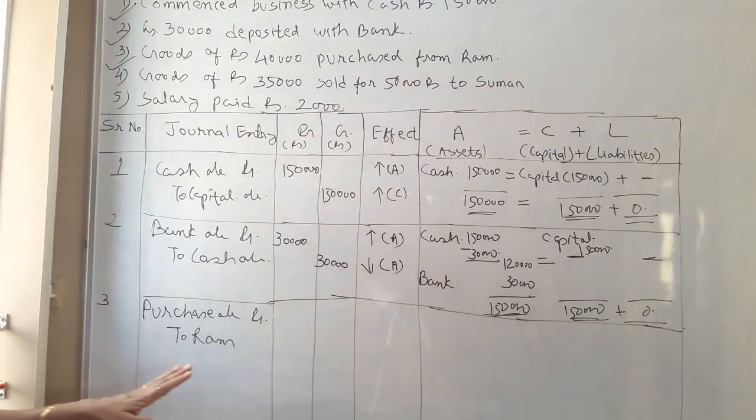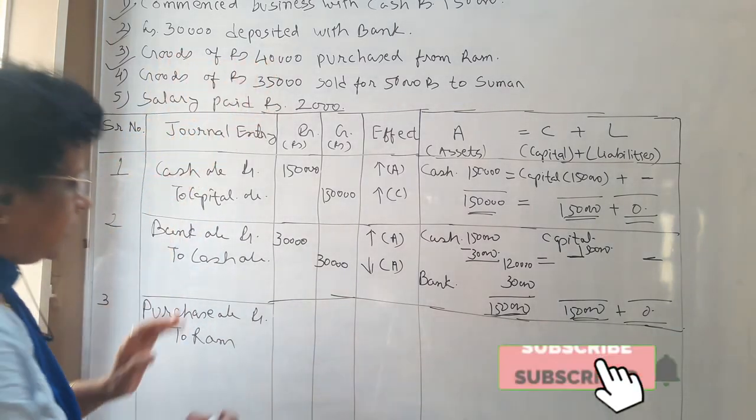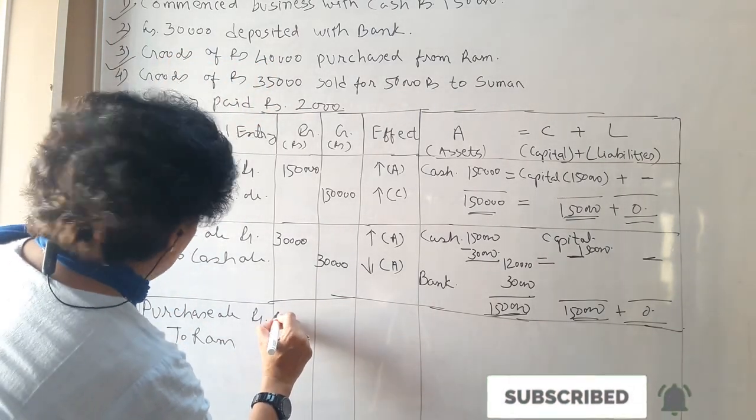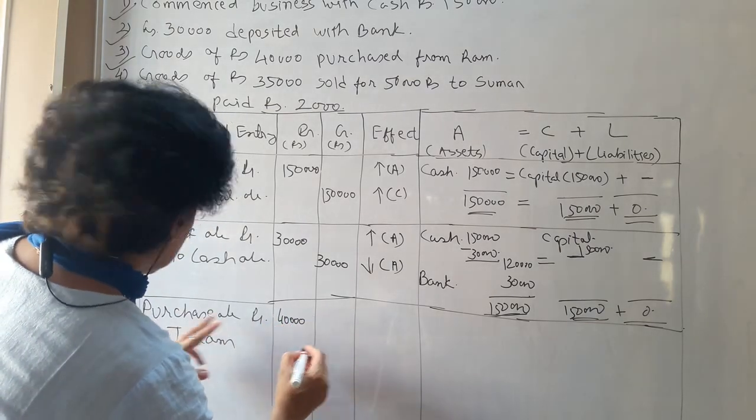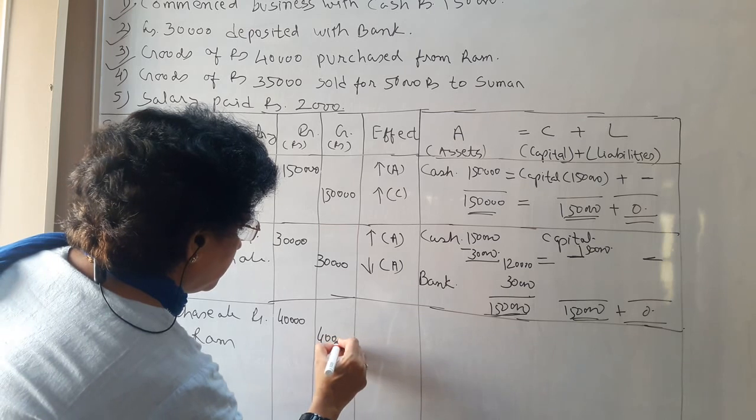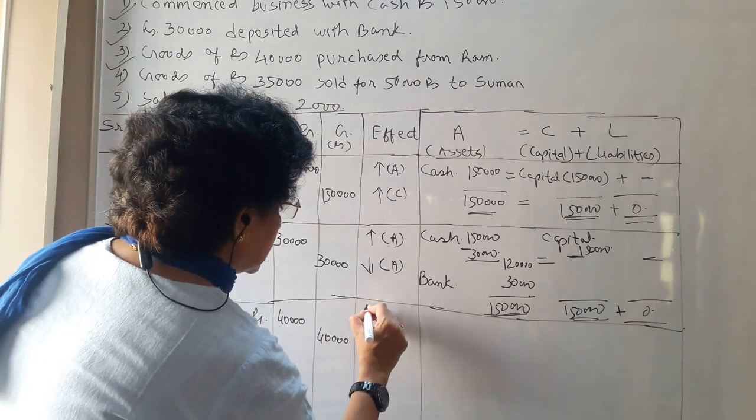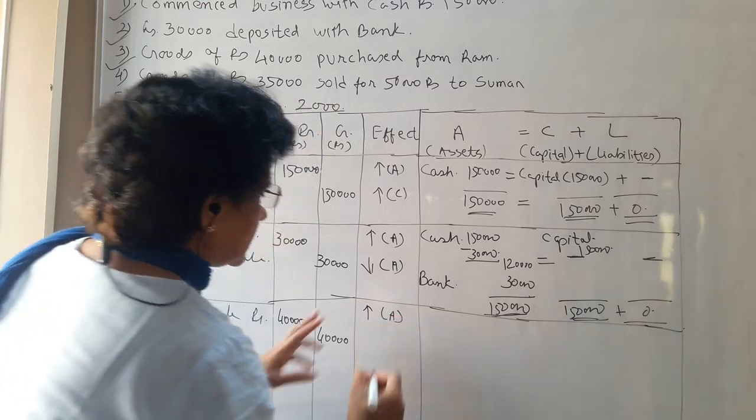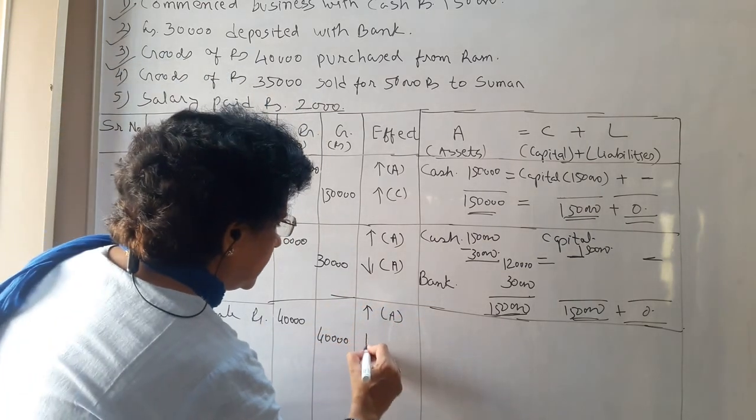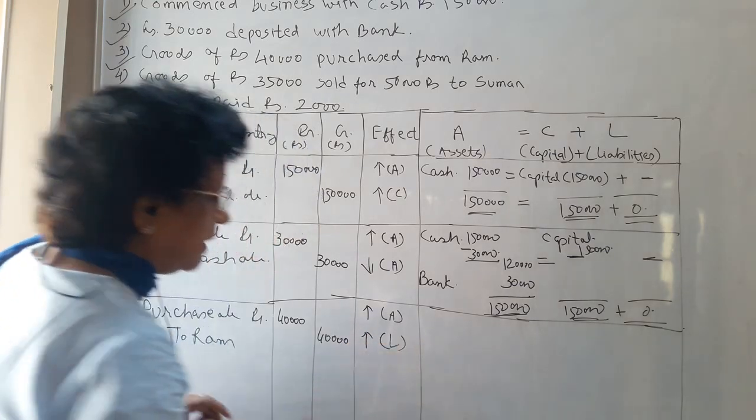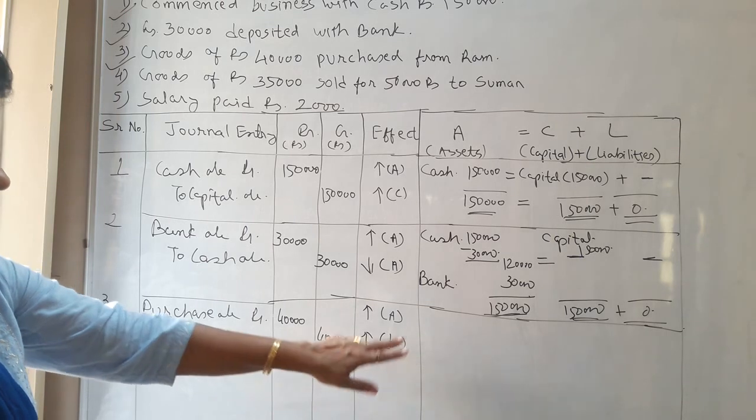Ram becomes your creditor, your liability. So 40,000 rupees of goods you have purchased from Ram. So goods are increased, so your asset increases. As the asset increases, your liability also increases. So Ram becomes your creditor. So there is an increase in liability.